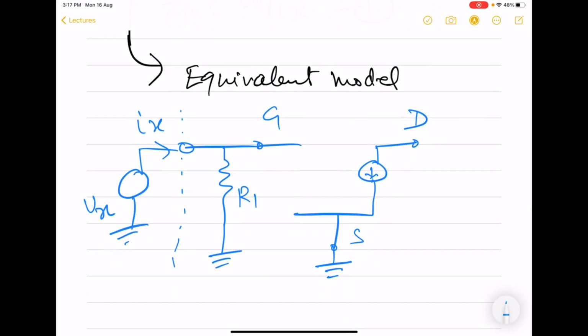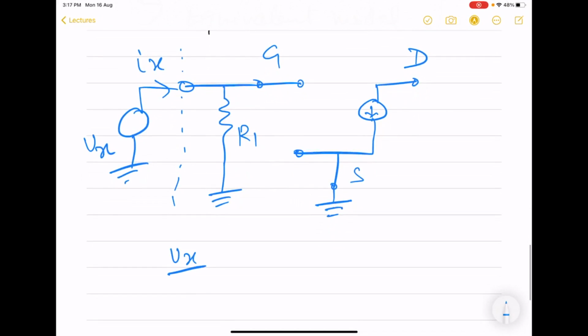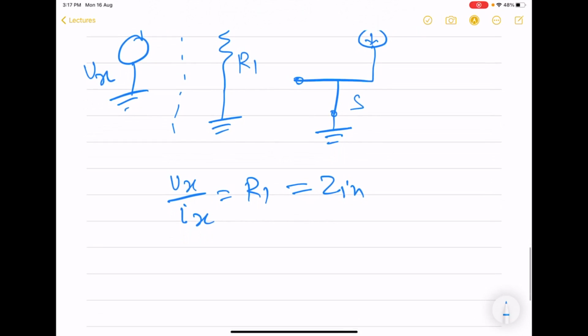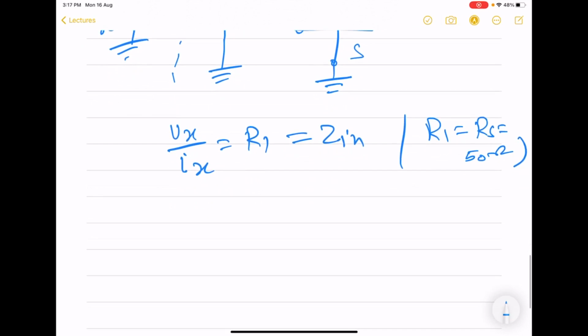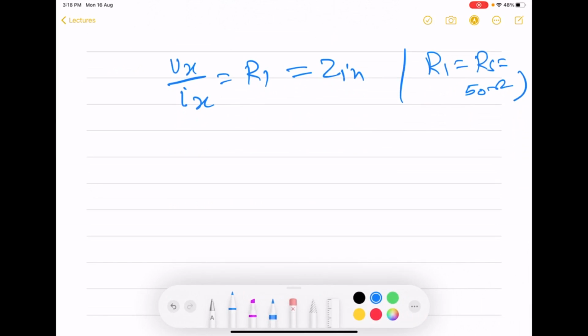So here we see that since gate to source terminal is open because of CGS equal to 0, in this case, clearly the Vx by Ix is simply going to be R1. So this is our Z in. So here analysis is very straightforward. And so one can choose R1 equal to RS, and equal to 50 ohm to fulfill the requirement of LNA. Now we are going to find out what will be the noise factor.